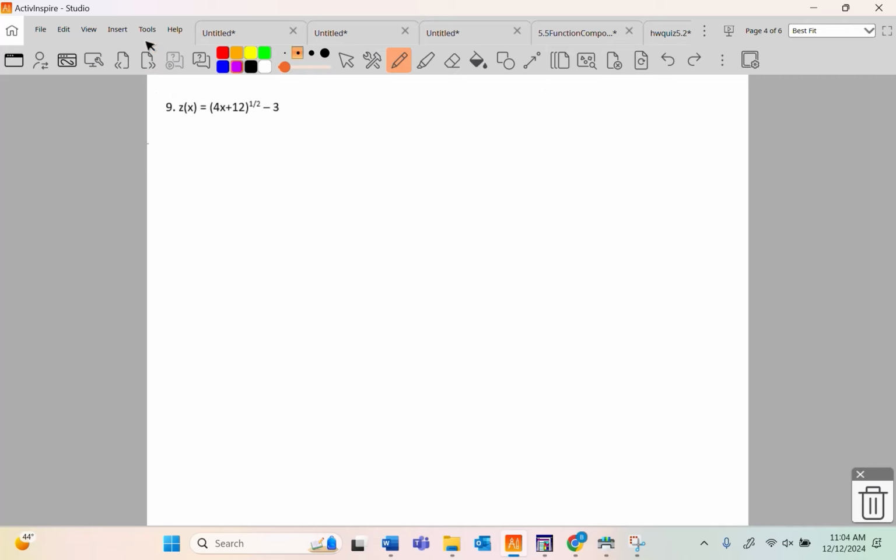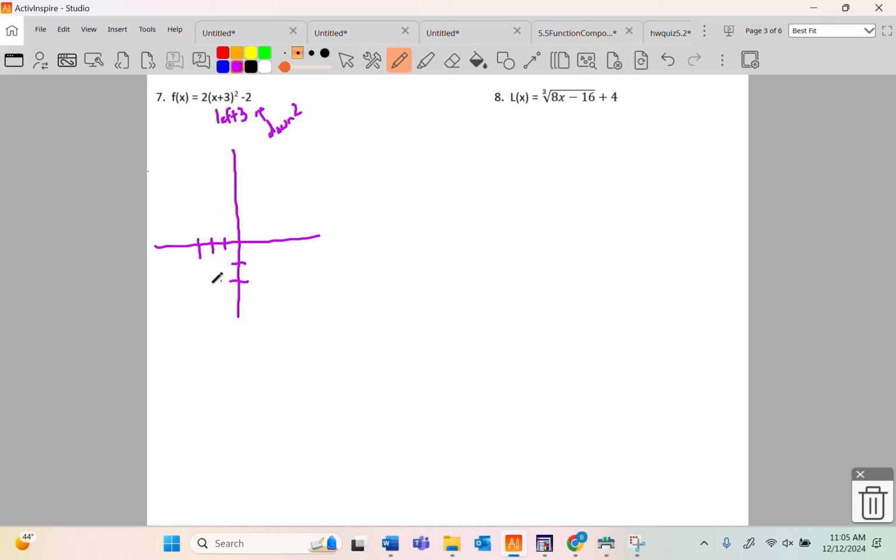I don't want to do all of these, but here's 7. 2 times x plus 3 squared minus 2. And this one is going to require a domain restriction. So we have a left 3. We've been over and over that. Left 3 down to, I don't know why you guys aren't letting this click. Then we have our initial slope of rise 2 run 1.